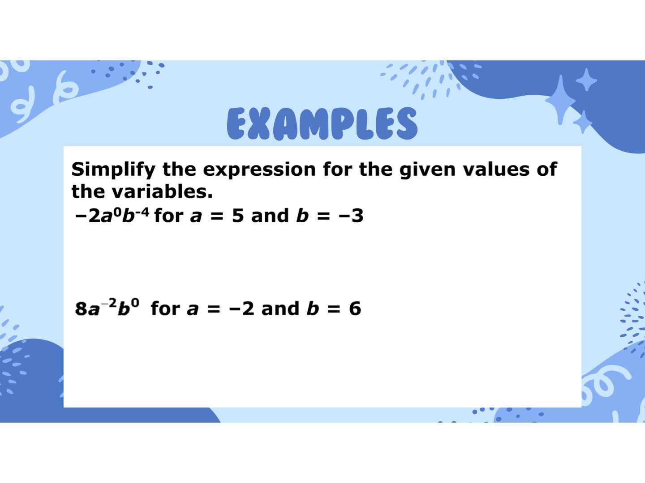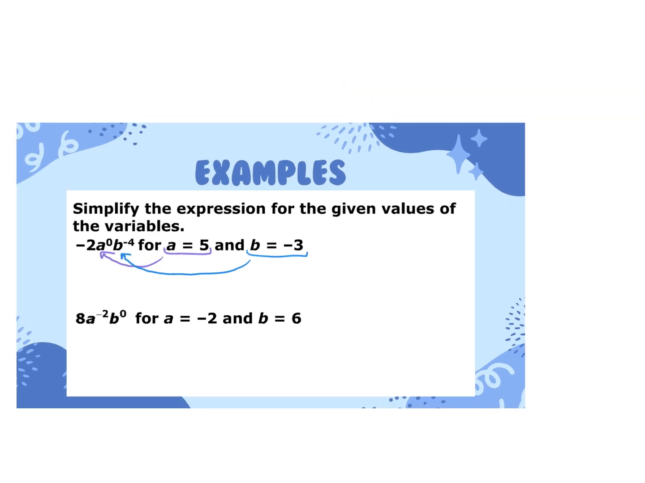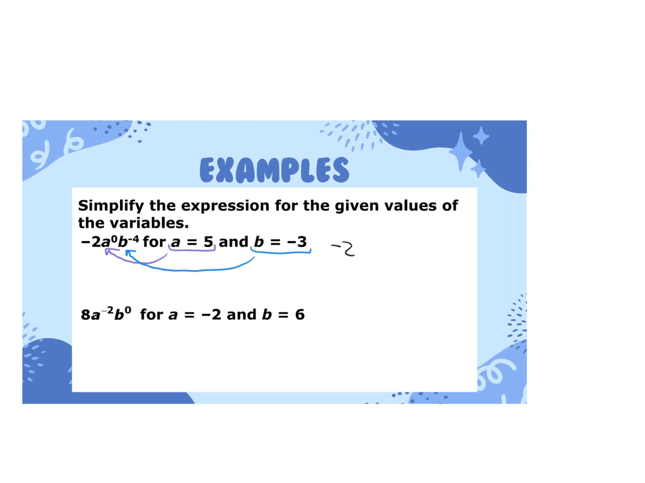So all I'm going to do here is I see that a equals 5. I'm going to plug in that 5 wherever I see the a. All right, and I see b equals negative 3. I'm going to plug in that negative 3 wherever I see b. So I'm going to write out exactly what I see, and it's going to be a negative 2. And then instead of an a, I know that a is 5, so it's going to be 5 to the 0 power. And then b is going to be negative 3, so I have a negative 3 to the negative 4th power.